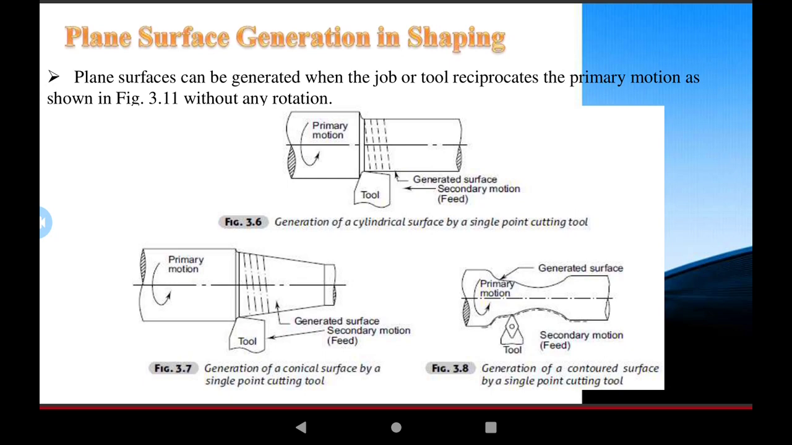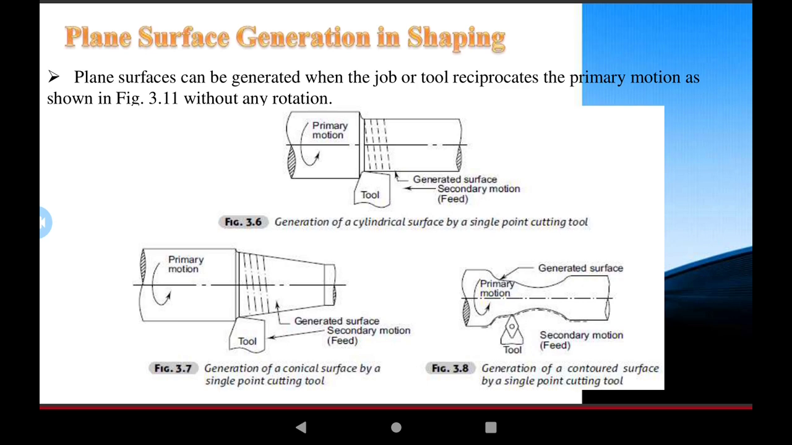Forward motion is provided to the work, and the backward motion of the tool is the return. There is no rotation of the work. The work is stable, and the primary motion is provided to the tool in reciprocating form.